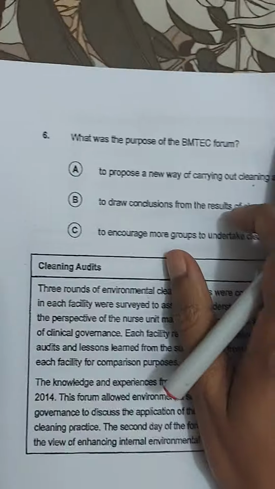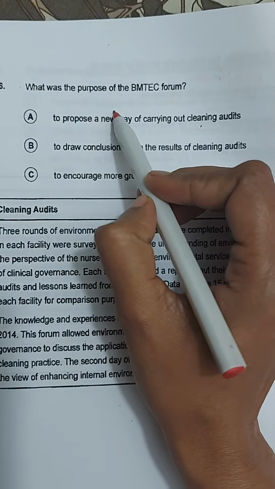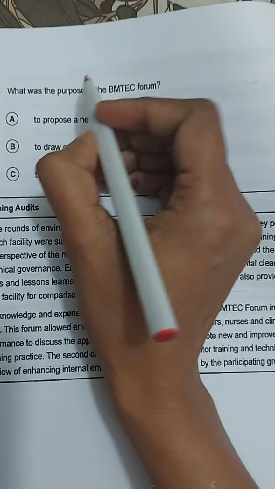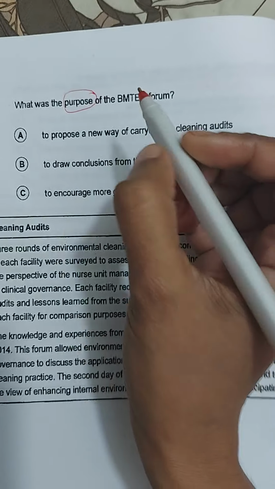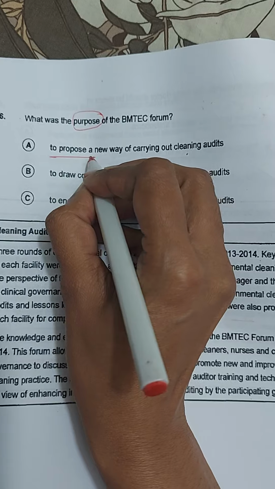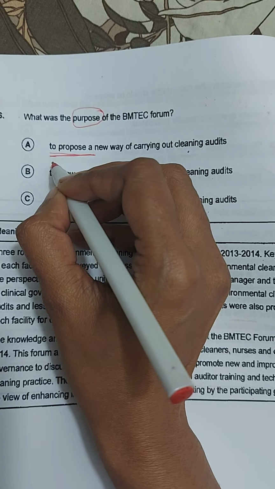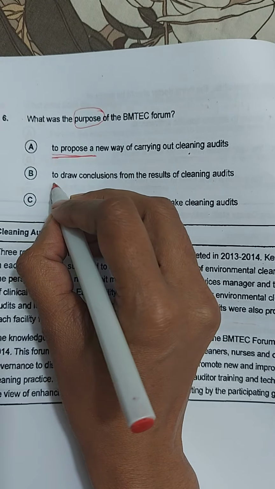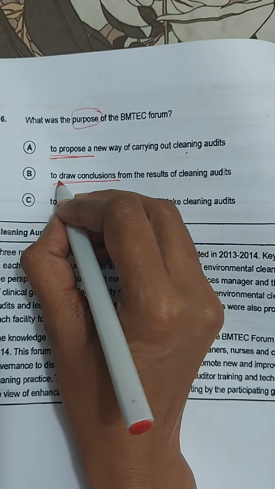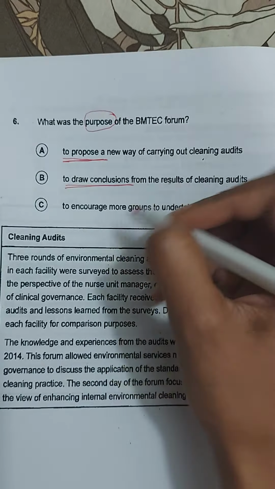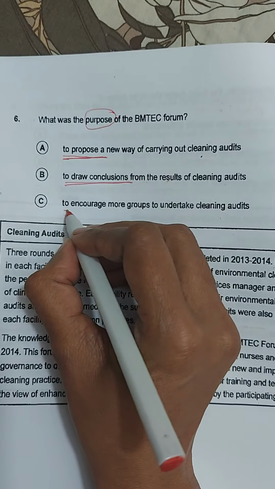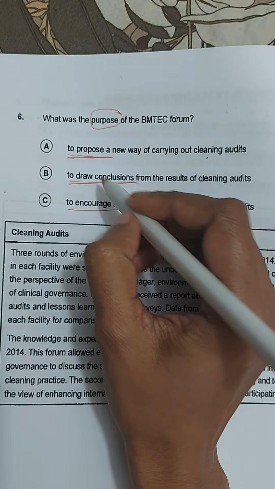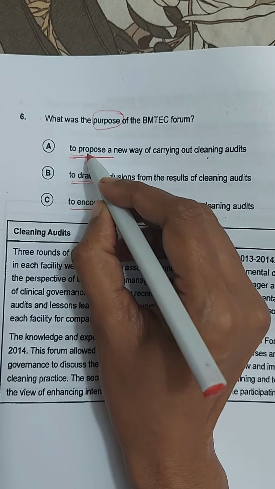Now about the sixth question, what was the purpose of the BMTEC forum? Okay, it is about the purpose or aim, that is what we need to consider. Either to propose, it is only to provide the layout of a new way, or to propose a new technology, that is what they are telling. B is about draw conclusions, so to summarize something from the results. Okay, from the results means something they have made as a study. To encourage more groups to undertake cleaning audits. So first one is just proposing, giving an idea.